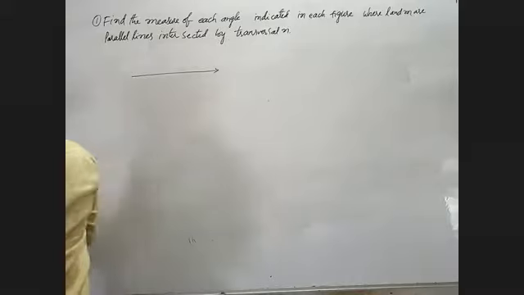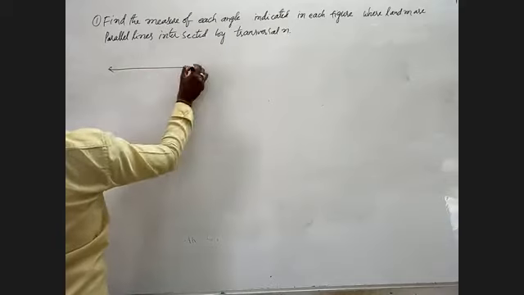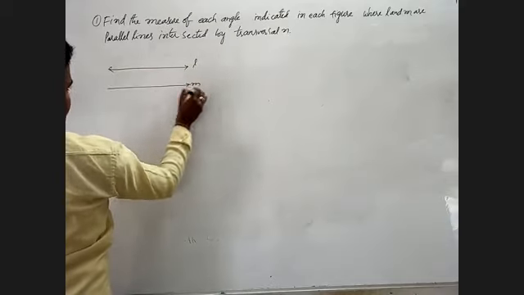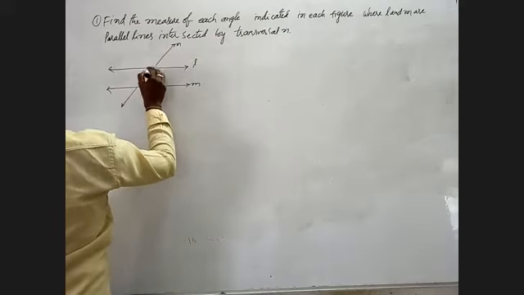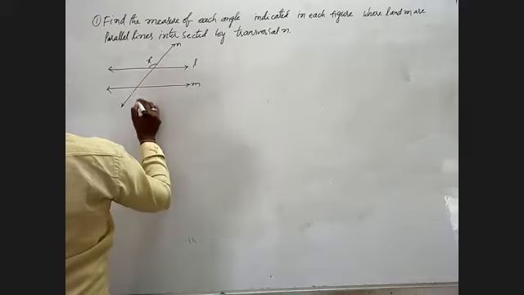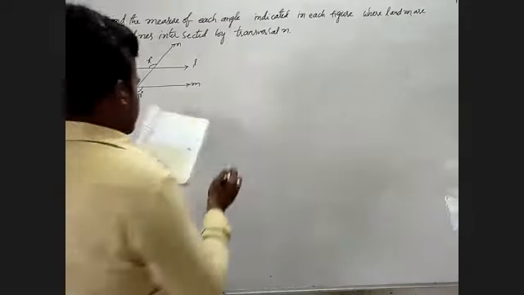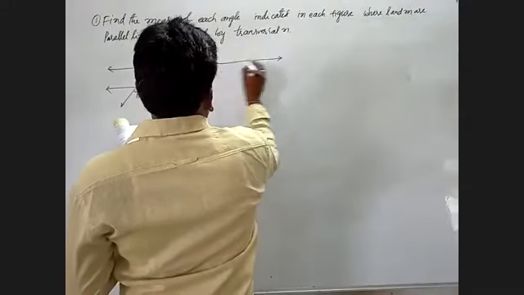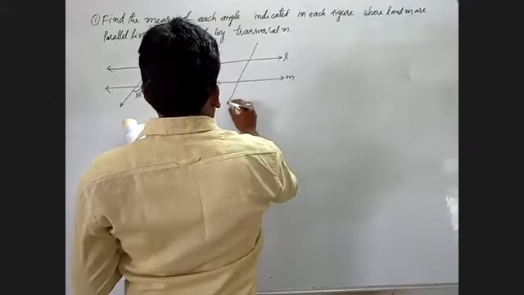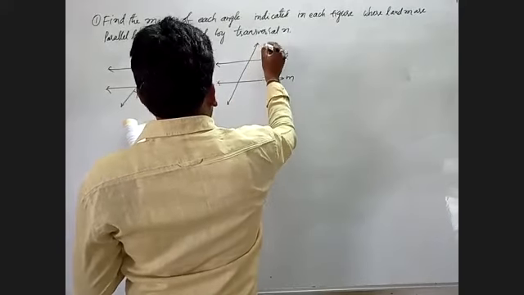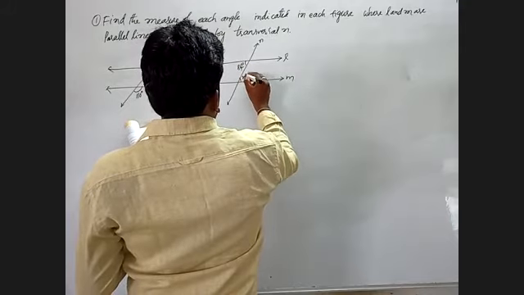This is the first figure from the right. You draw the first figure. This is L, this is M. This is x degrees, and this is 110 degrees. Now I am going to the second one. This is L, this is M, and this is N. This is 84 degrees, and this is y degrees.